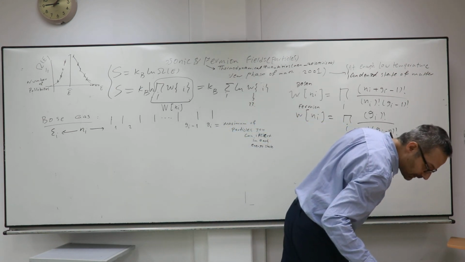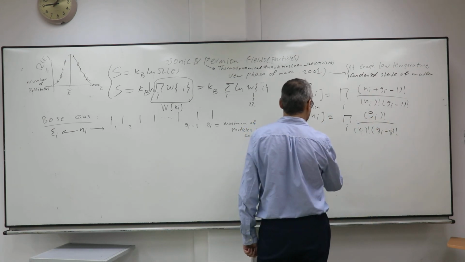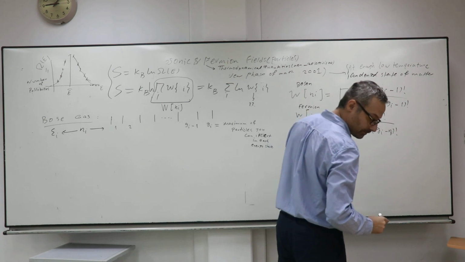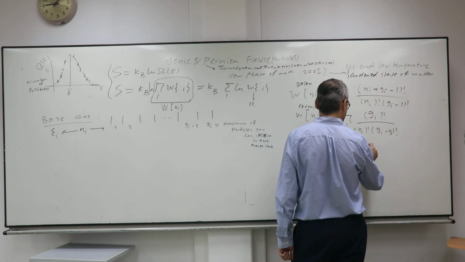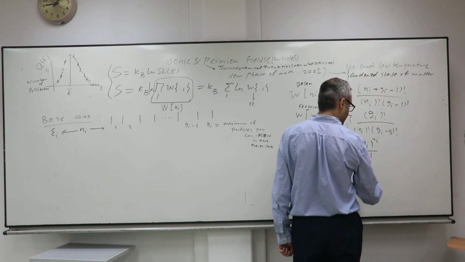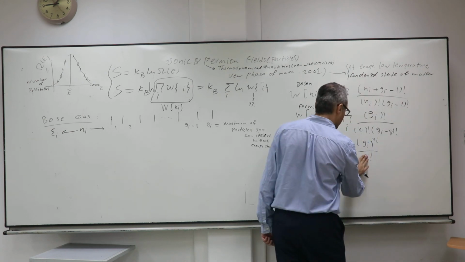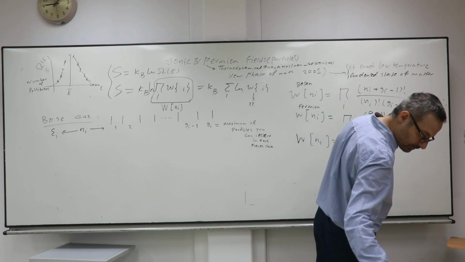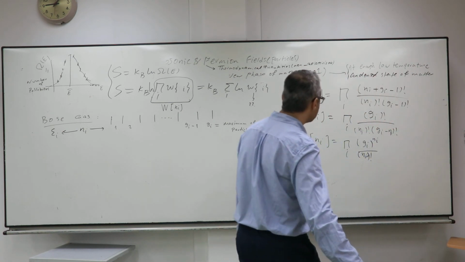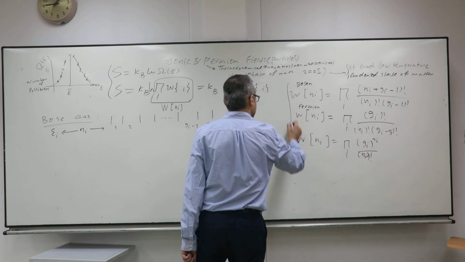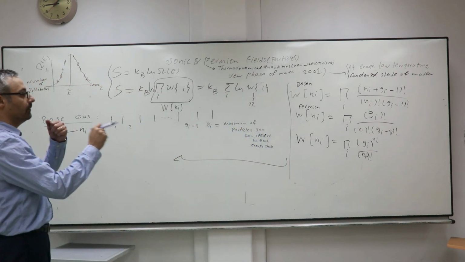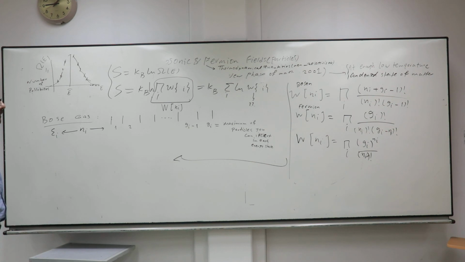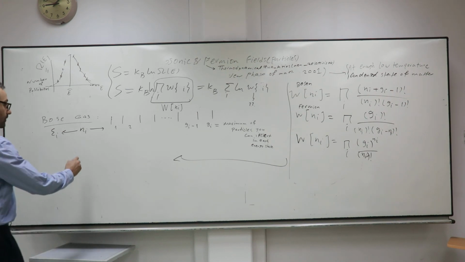And for classical particles, for Boltzmann particles. Now, if you accept this as the expression from combinatorial mathematics, then the next step is to find the entropy and make it maximum. Yes? Making the maximum. So you write the entropy.